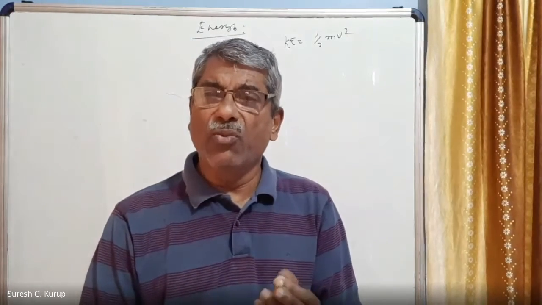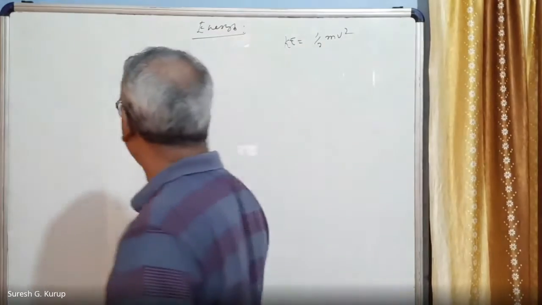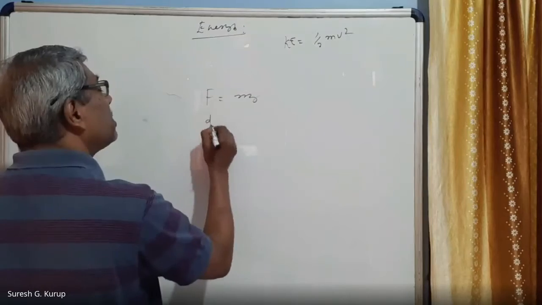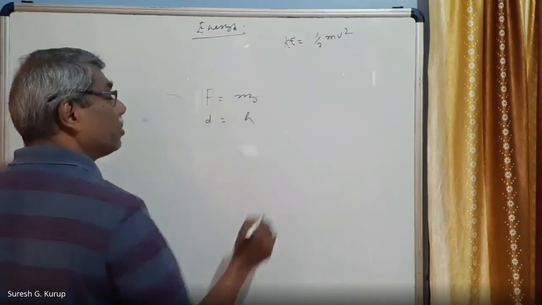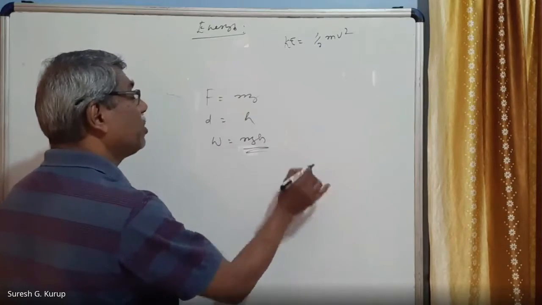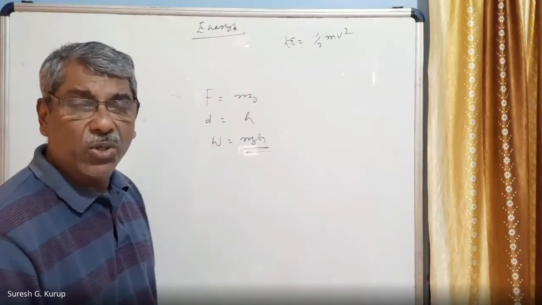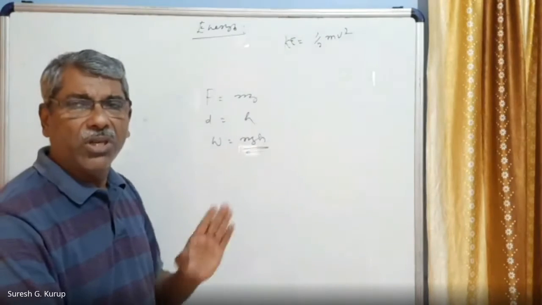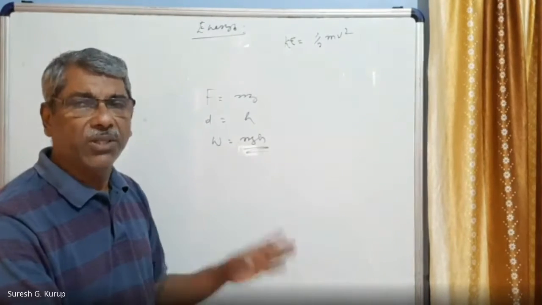So in this case, the force you are applying on the body is equal to mg, and the distance moved is equal to h. Now work done is equal to mgh. This work done is stored in the form of energy, and that is why this energy is called potential energy. Potential energy is always a stored form of energy.